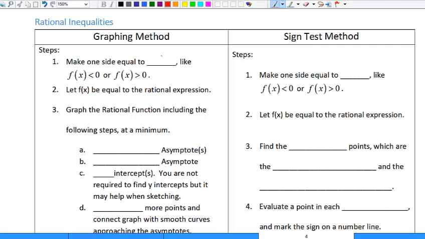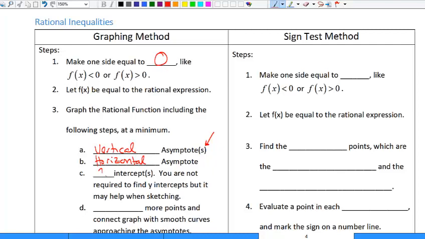So step 1, make one side equal to 0 if it isn't already 0. Step 2, let the f of x be equal to the rational expression, just like we did on the polynomials. Step 3, graph the rational function including the following steps at a minimum. So you definitely need to find your vertical asymptotes while you're graphing. Notice it's asymptotes, meaning they could have more than one. You need to find your horizontal asymptote if you have any.